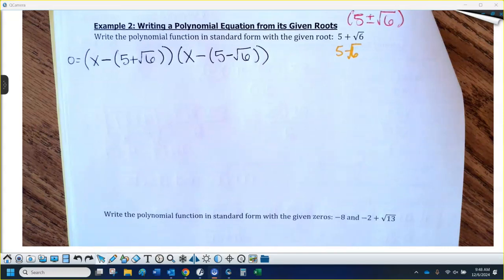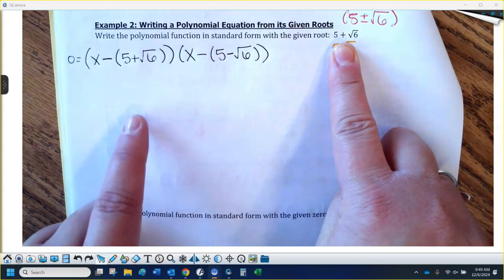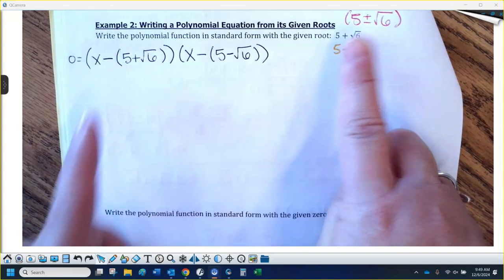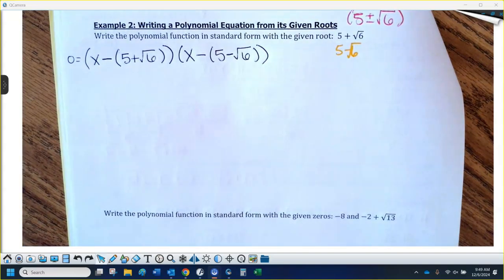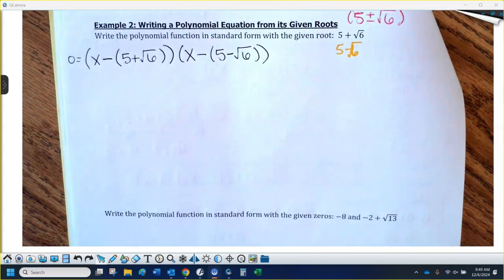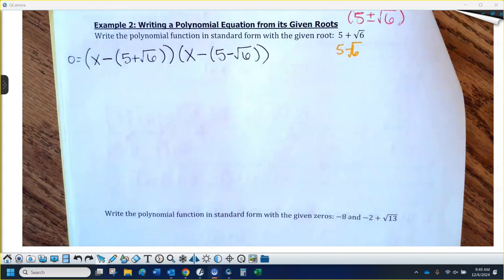Now I just want you to think about this for a second. If I took 5 plus radical 6 and plugged it in for x, right, I would have 5 plus radical 6 minus 5 plus radical 6, and that would become 0. That's why it works like that. If I put this one in here, I'd have 5 minus radical 6 minus, in parentheses, that exact same thing, 5 minus radical 6, so that would make it 0. That's why if you put a minus every time, it will work.